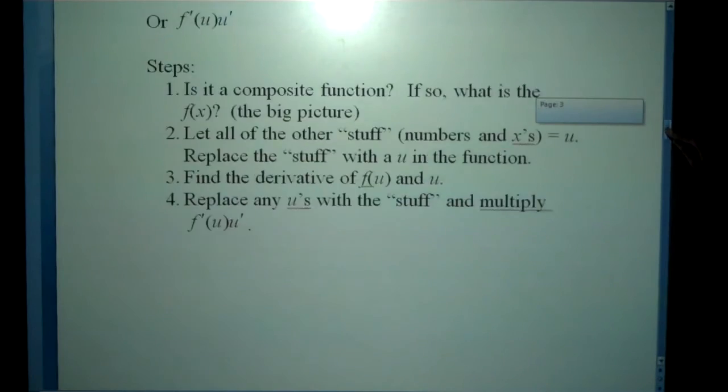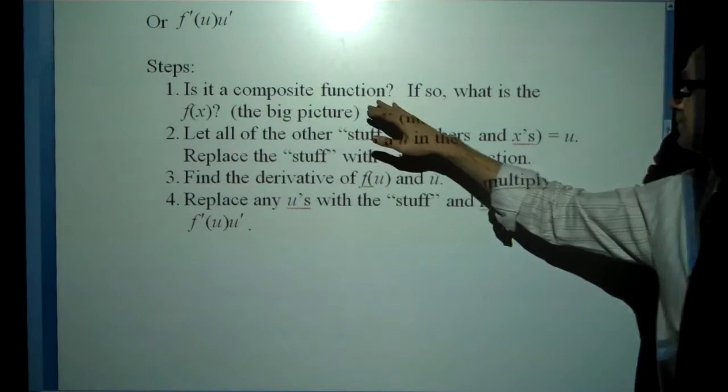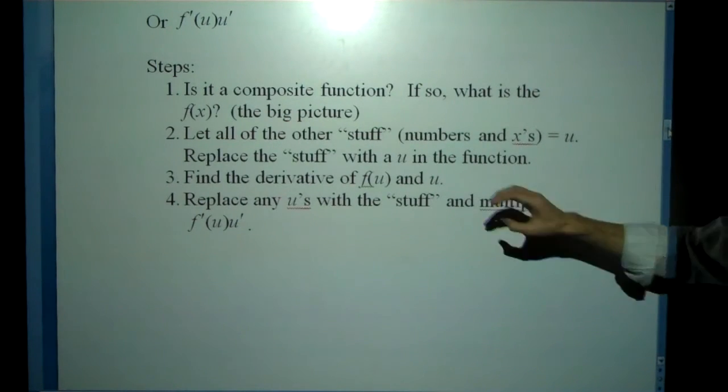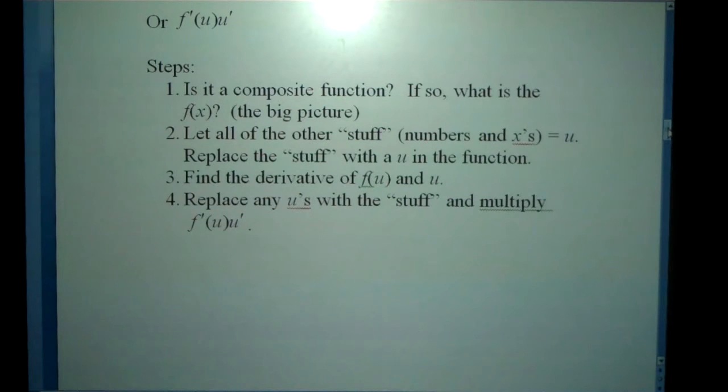I've summed this up with some steps here. Again, if you need to pause the video to look at these, it's fine. Is it a composite function? If so, what is the f of x, the big picture? What's happening? Are we squaring? Are we doing a radical? Something like that. We need to know, is there a big picture that's going on, something we're doing to the entire equation?